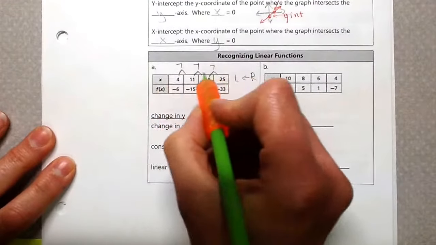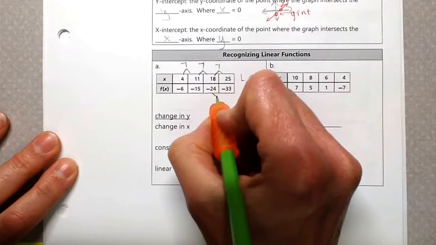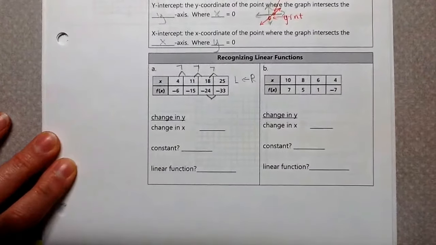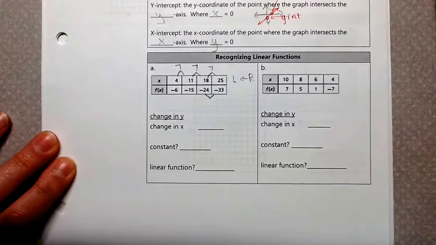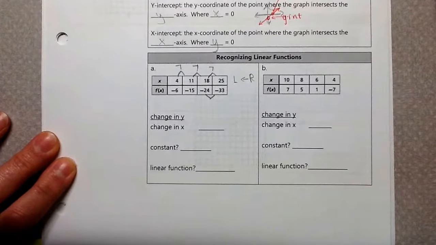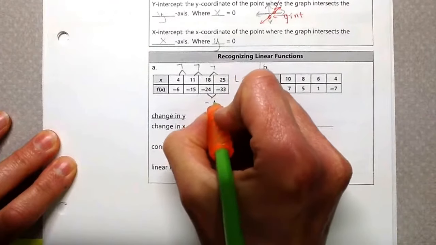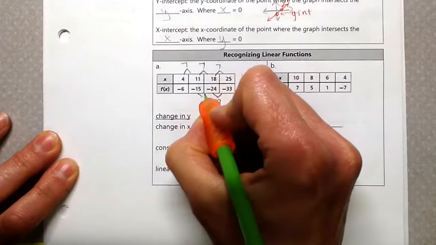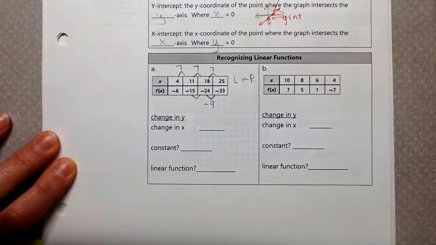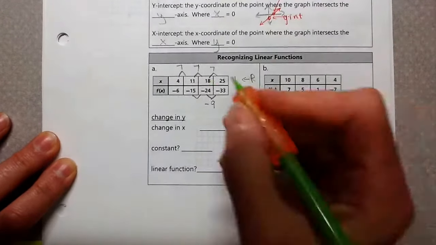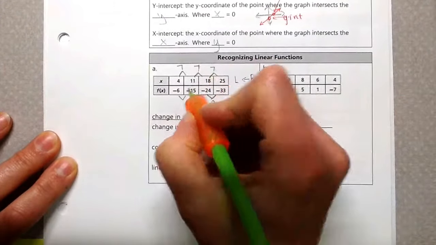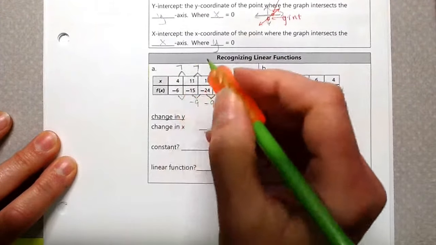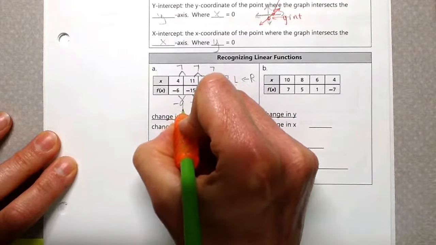Now that we've checked the difference between the x's, we also have to check the difference between the y's. So we want to take negative 33 and subtract. Now be careful, this is a negative 24. So that's going to give us a negative 9. Then we're going to do the next one. We're going to take negative 24 and subtract a negative 15. And that's also going to give us a negative 9. Negative 15 minus a negative 6 is also going to give us negative 9.